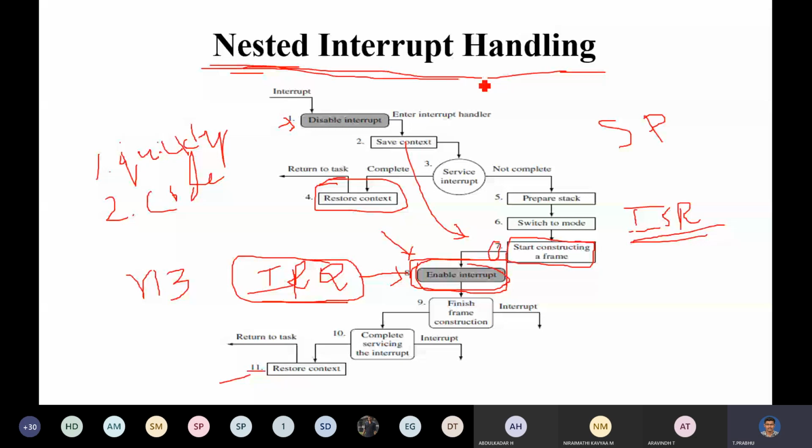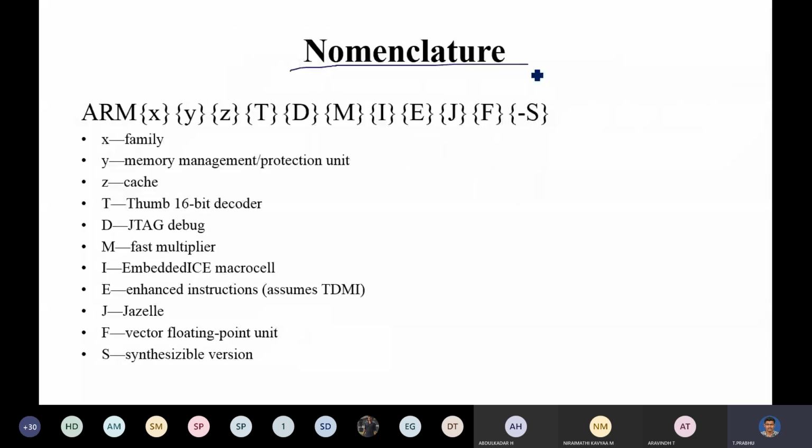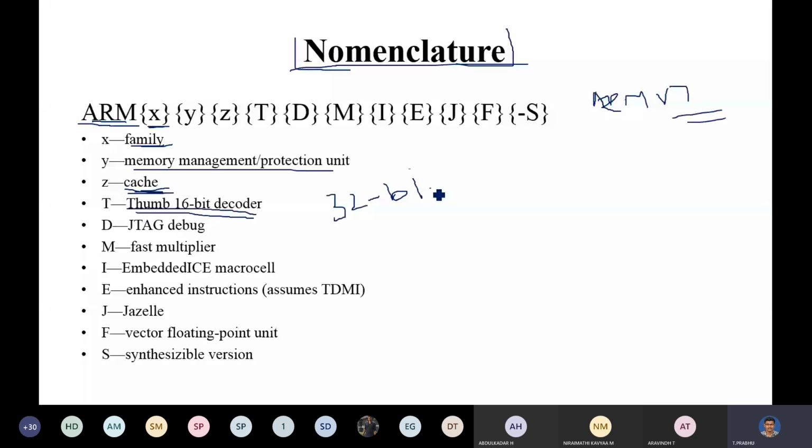And then T, which represents the Thumb mode, that is 16-bit. Basically, ARM is 32-bit, so it can be operated in Thumb mode. The version is ARM7, version 7 TDMI. So it is one example here. The T refers to Thumb mode, so it can operate in 16-bit mode.